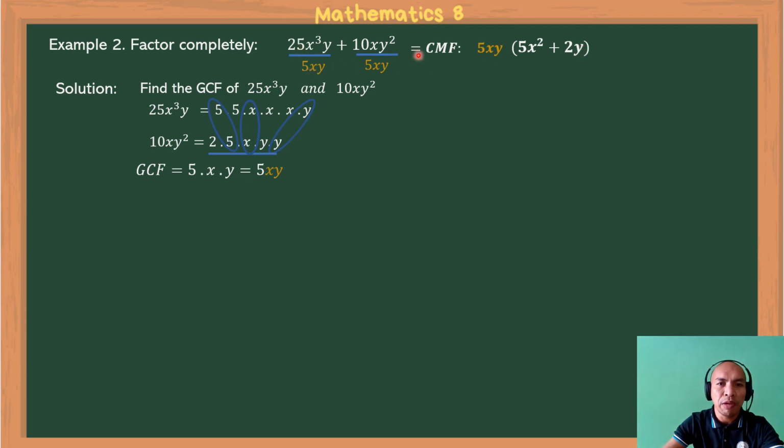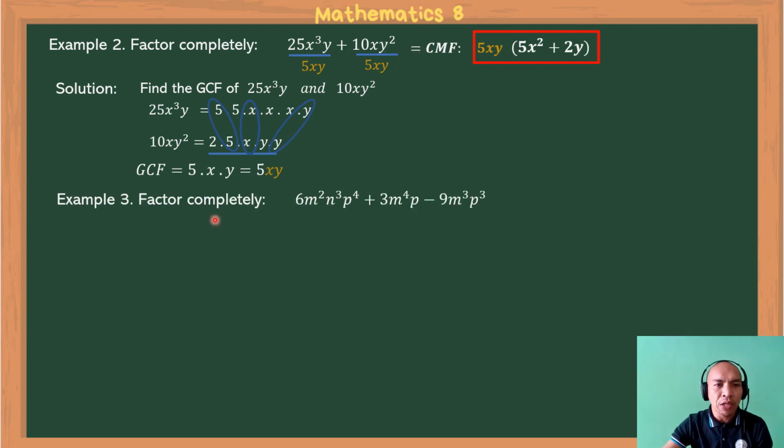25 divided by 5 is 5. x cubed divided by x: we subtract the exponents, so that is x squared. Notice that y divided by y is 1, so that is why we cancel it out. For the succeeding term, 10 divided by 5 is 2. Then cancel out x because the quotient is equal to 1. Then y squared divided by y is y to the power of 1. So this is the factored form of the given expression.